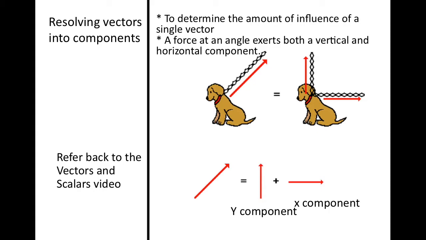So if you don't remember, you can refer back to the vectors and scalars video, but pretty much what it's saying is that with this dog, if I am pulling him with a certain amount of force, we know that the dog is experiencing a vertical force and a horizontal force. And if we take these two forces and find the y component and the x component, we know that that is going to be equal to the resultant.